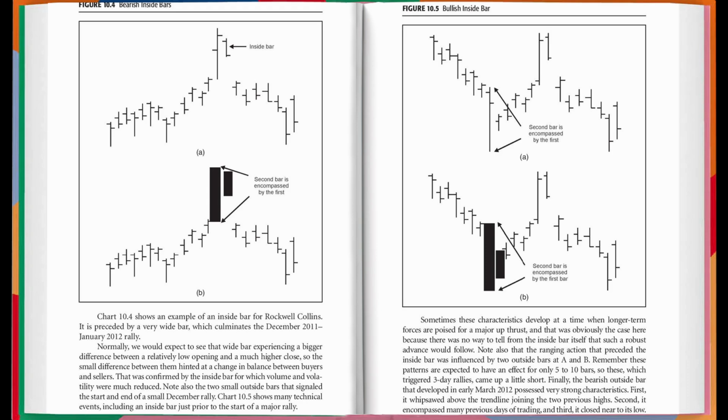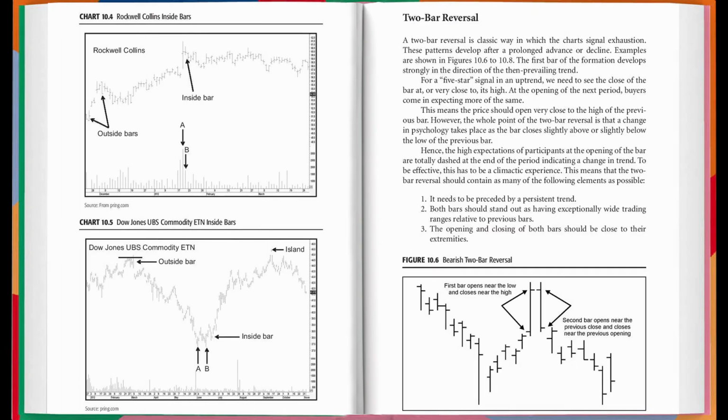Finally, the bearish outside bar that developed in early March 2012 possessed very strong characteristics. First, it whipsawed above the trend line, joining the two previous highs. Second, it encompassed many previous days of trading, and third, it closed near to its low. Two-bar reversal. A two-bar reversal is a classic way in which the charts signal exhaustion. These patterns develop after a prolonged advance or decline. Examples are shown in figures 10.6 to 10.8.